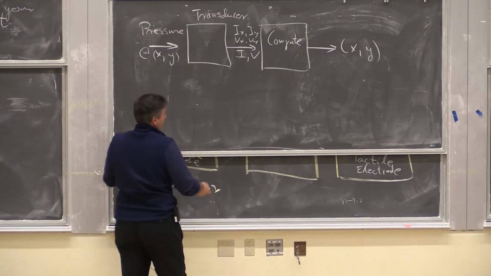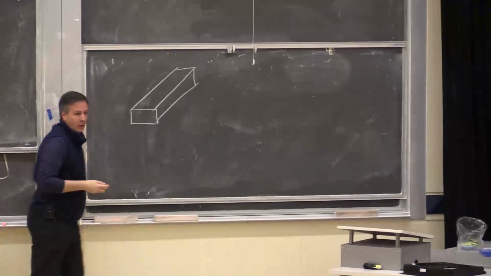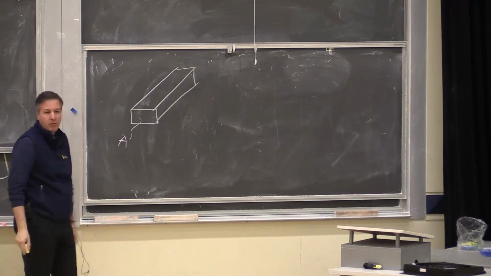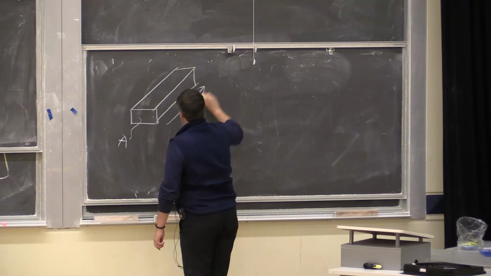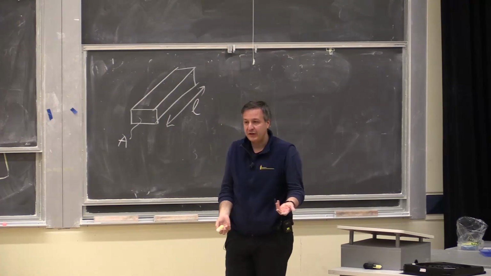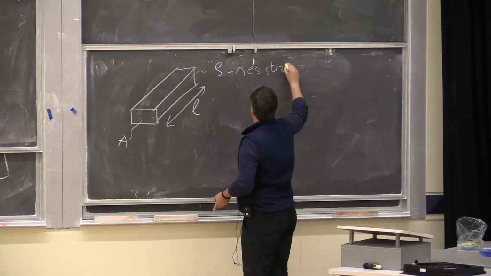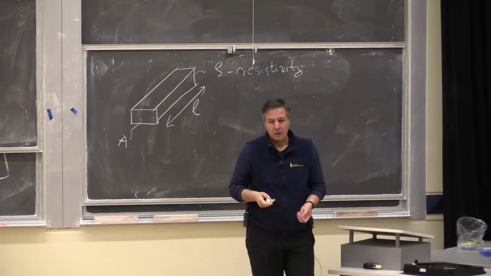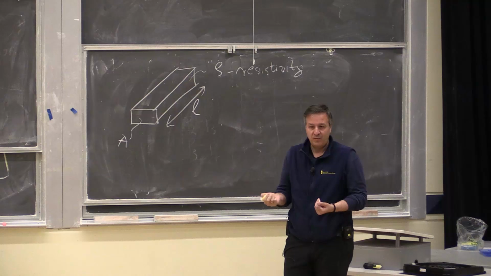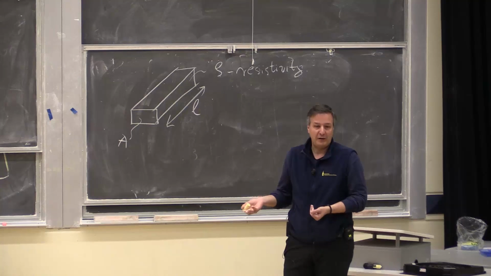Right? So let's say we take a wire and look at its properties. A wire has a cross-section A, some length L, and has a physical property that's called resistivity. All that means is when charge flows through that wire, how hot does the wire get?